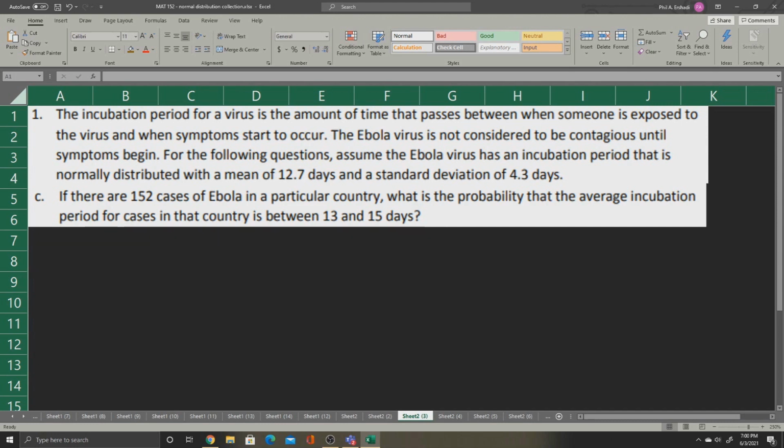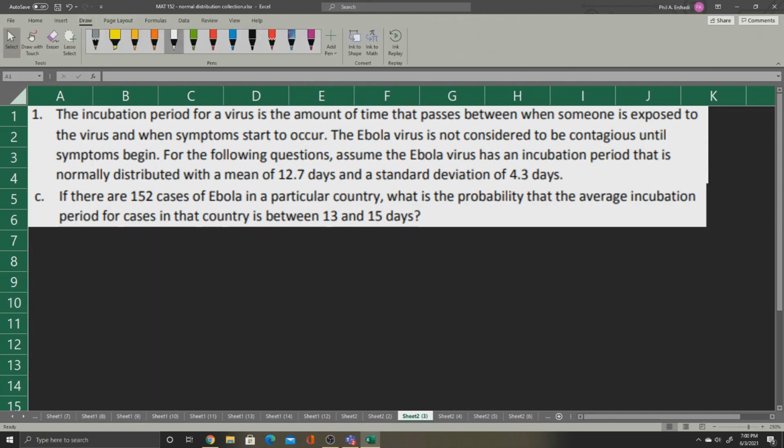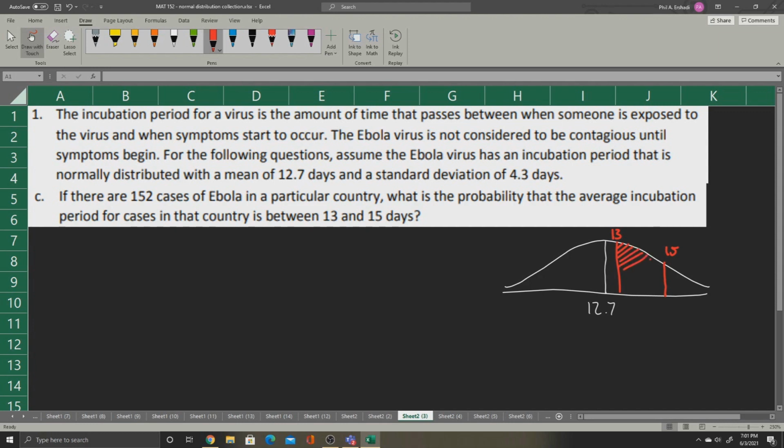Problem C says, if there are 152 cases of Ebola in a particular country, what is the probability that the average incubation period for cases in that country is between 13 and 15 days? Once again, we'll draw a bell curve. The mean is marked as 12.7, and then 13 and 15 is the region we are looking between. 13 will be slightly higher than 12.7, 15 will be further along, and we're looking at this region between those markers.